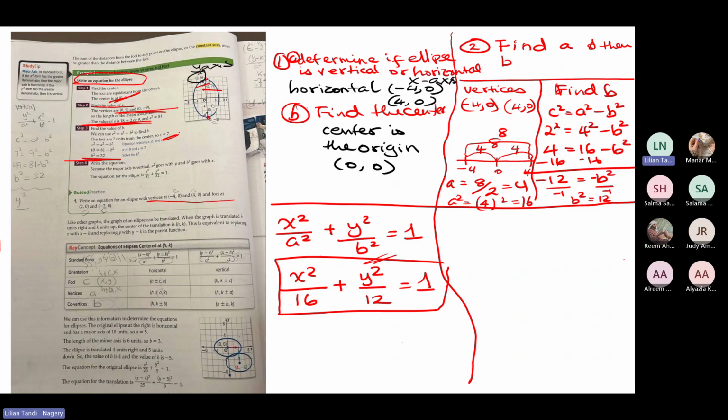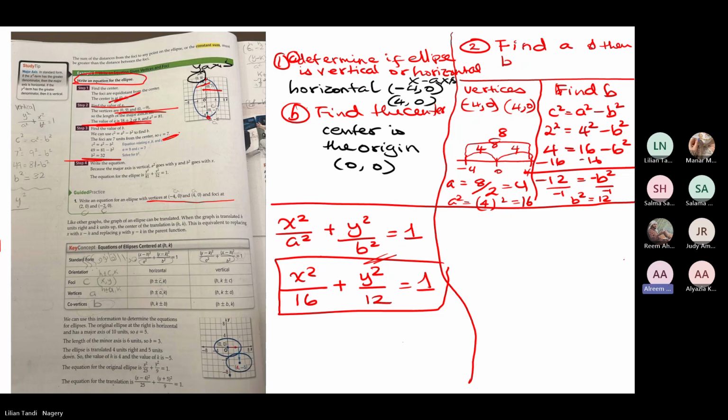How do I get the foci when it is vertical? H, k plus or minus c. Okay? How do I get the vertices when it is horizontal? H plus or minus a, comma k. That is the vertices when it is horizontal. When it is vertical, h, comma k plus or minus a.